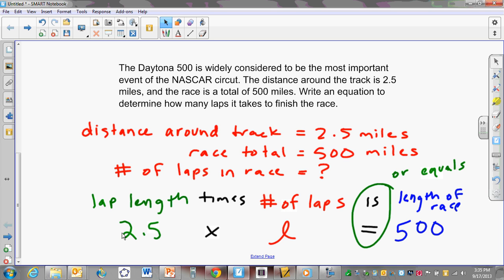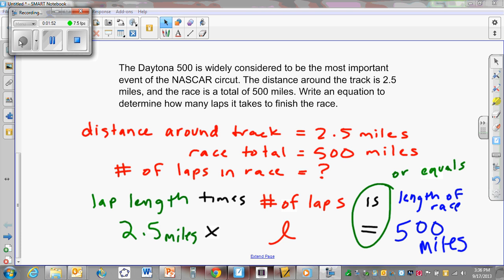So we know the lap length times the number of laps is the length of the race in miles. I definitely forgot to label that. Lap length is 2.5 times, we multiply the number of laps. We'll use our variable, in this case L. Here's where it's different. You'll see is. When you see is, you know we have an equal sign. Or it will say equals, and then the length of the race is 500 miles.